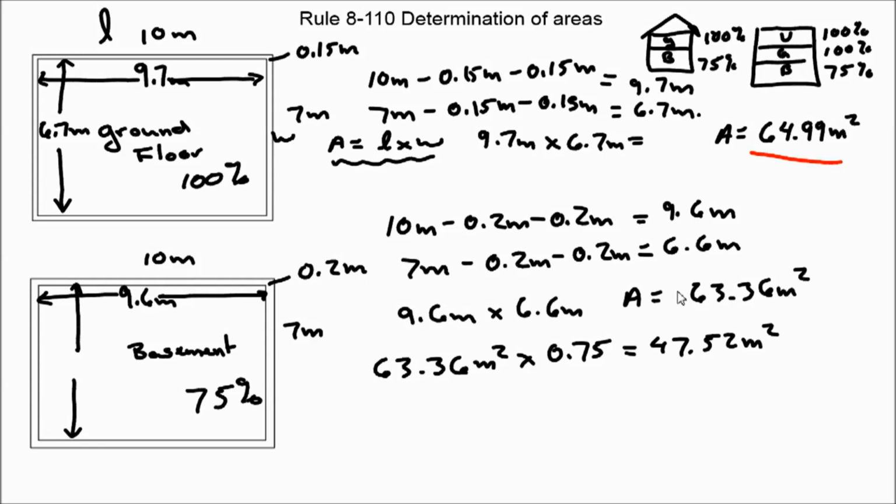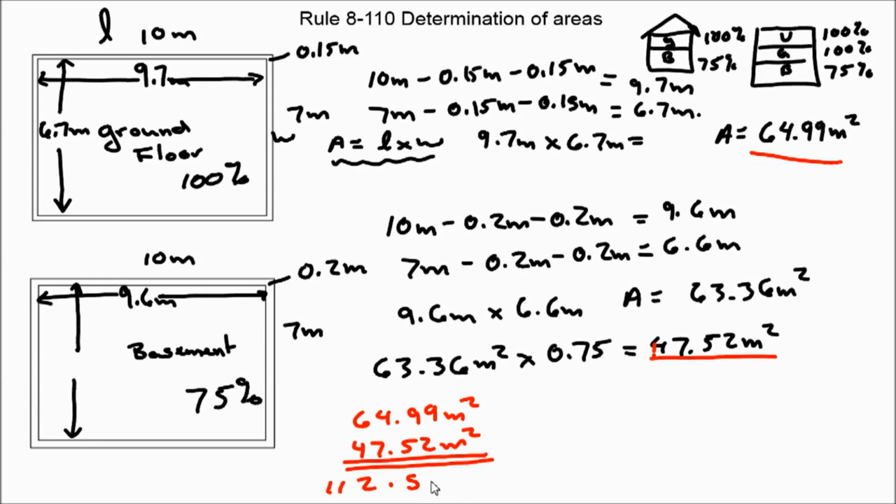So we're going to take this at 100%, and this one we already calculated at that 75%. So we'll add the two together. 64.99 meters squared plus 47.52 meters squared, and we get a total of 112.51 meters squared. That is the area that we are going to use for our basic load.